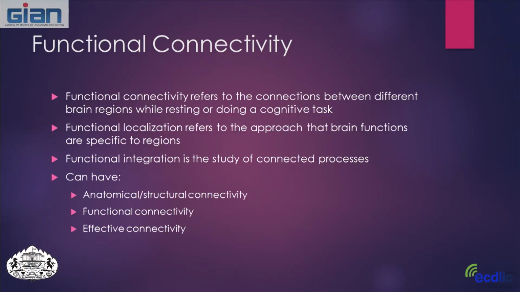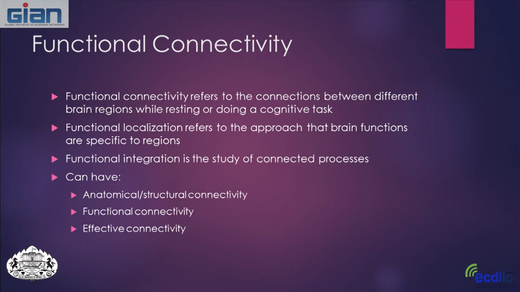So functional connectivity, we talked about just briefly before. Functional connectivity refers to connections between different brain regions while a person is either resting or doing a cognitive task. So we talked a little bit before about how different areas of the brain work together to accomplish different functional or cognitive processes, including sensory information, reward processing, inhibition, emotional processing. And today we're going to look at this a little bit further and talk more about these connectivity issues.